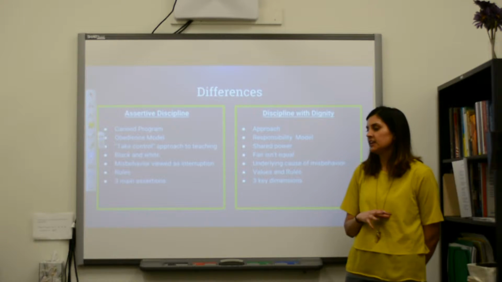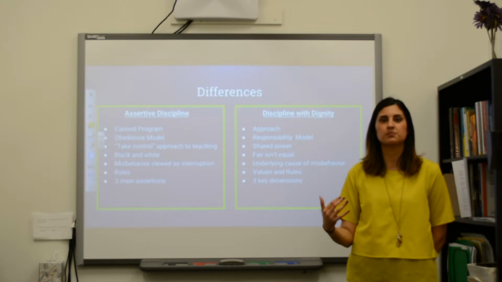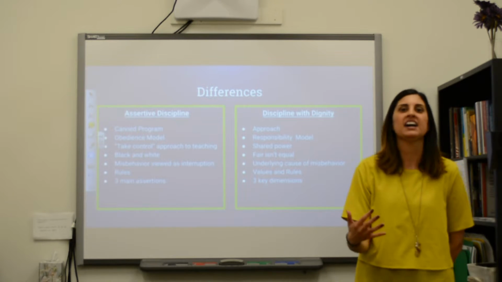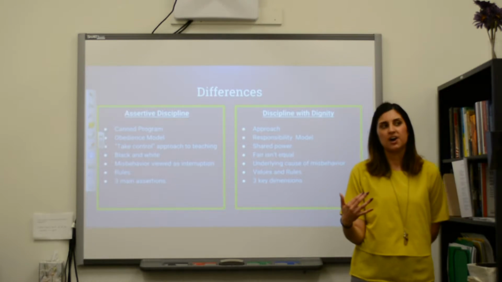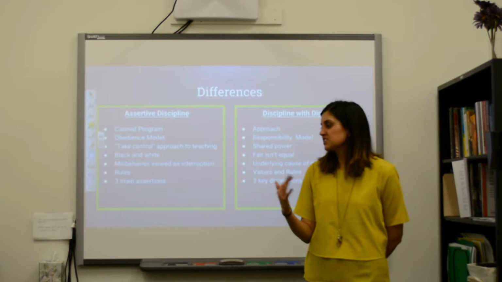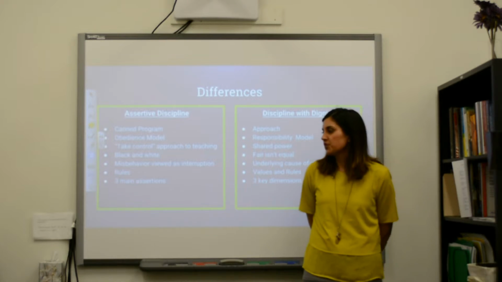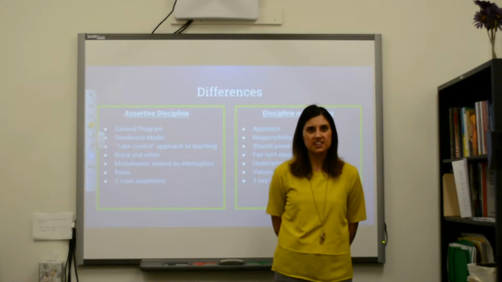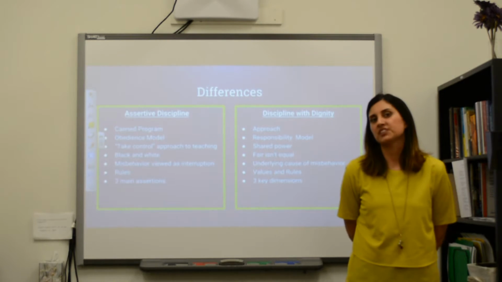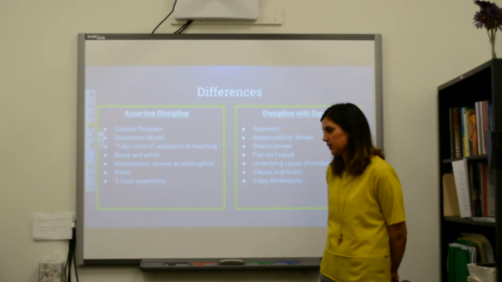Assertive discipline is more of an obedience model. So students are taught to follow rules because they are taught to comply. They are not taught the value behind why they should follow the rules. And sometimes these students then learn how to not get caught. Discipline with dignity operates on a responsibility model. So students are taught critical thinking skills, they're taught conflict resolution skills, and they are really taught why they should follow the rules, so the value behind the behavior.